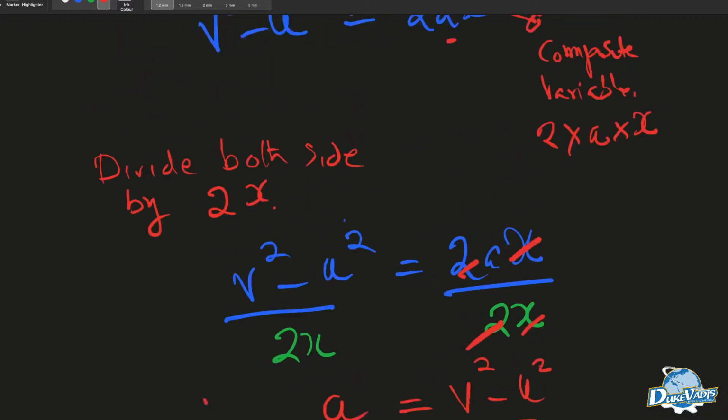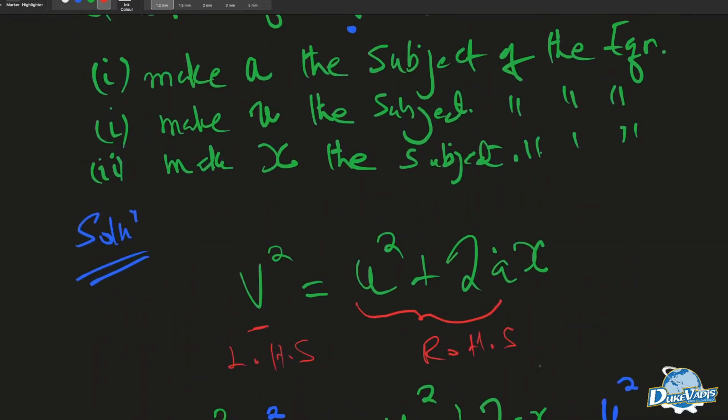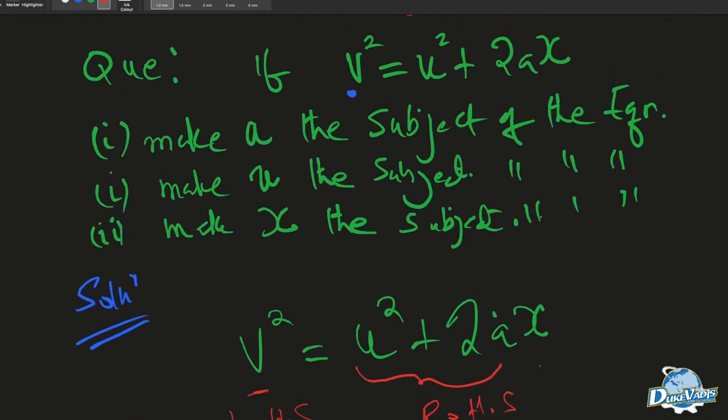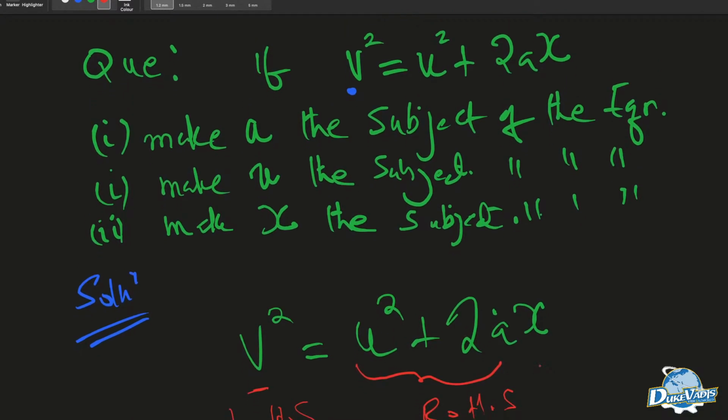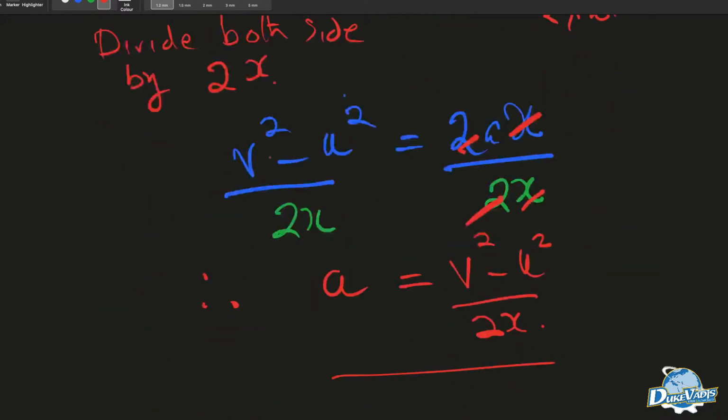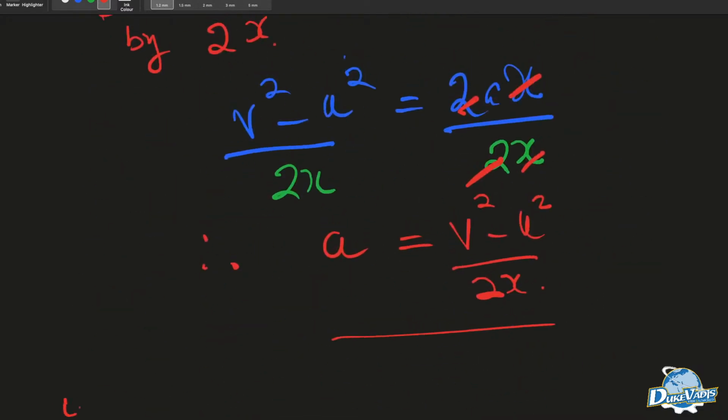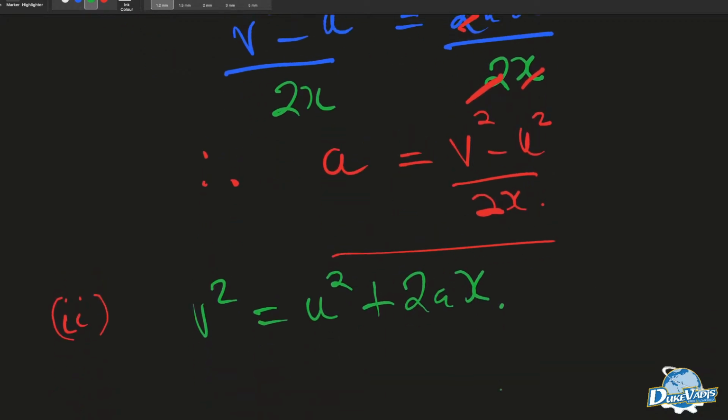Our other question says make u the subject. You see over here, we should make u the subject of the same equation we saw earlier. So v squared is equal to u squared plus 2ax. Then we should make u the subject. Friends, what do we do?